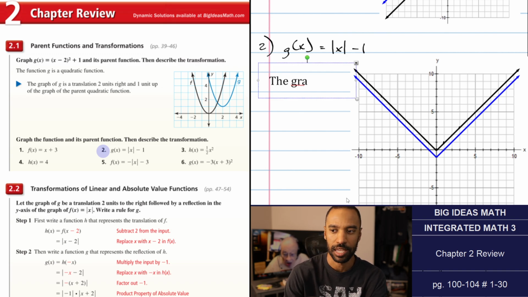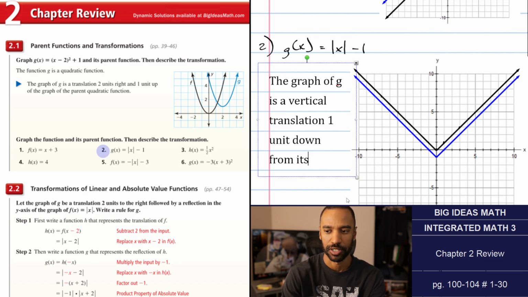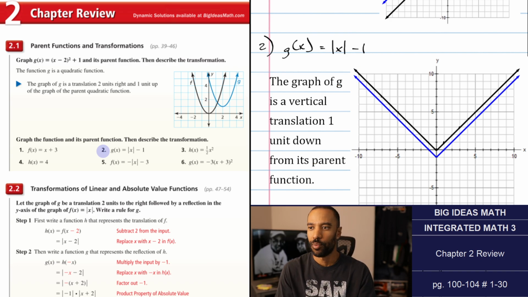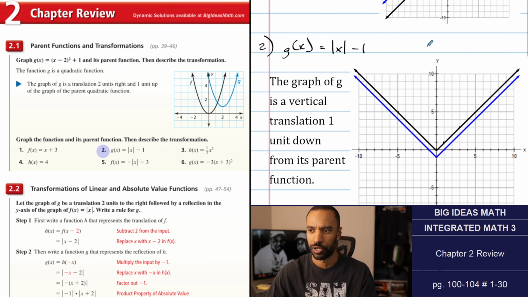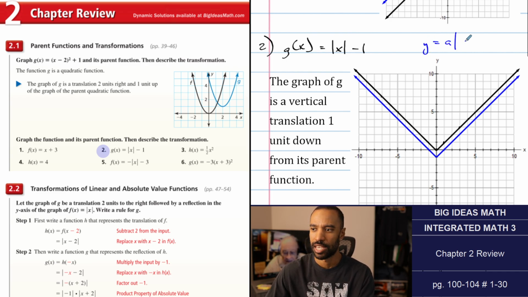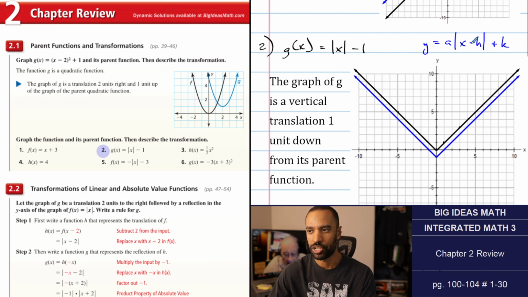But the graph of g is a vertical translation 1 unit down from its parent function. Now, if you wanted to do this one yourself, again, the way the absolute value functions work, they're going to work kind of the same way that you do quadratic functions in the future. But your equation is some y equals a times absolute value of x minus h plus k. We're looking for the vertex of our guy here based on h and k.